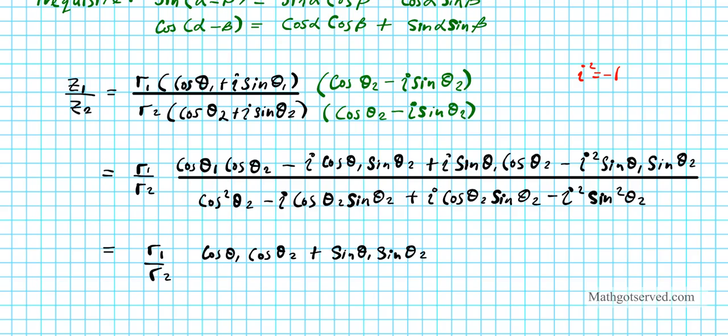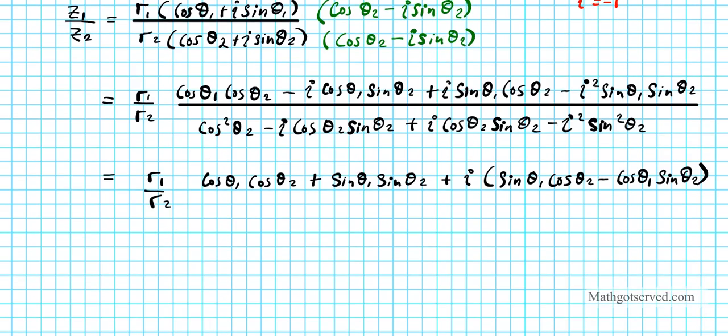Okay? And here I'm going to reorder these two middle terms and write it as plus, and then factor out the i. Factor out the i, I'm going to have i times sine theta 1 cosine theta 2 minus cosine theta 1 sine theta 2. Okay? Alright, that whole expression is the numerator divided by.